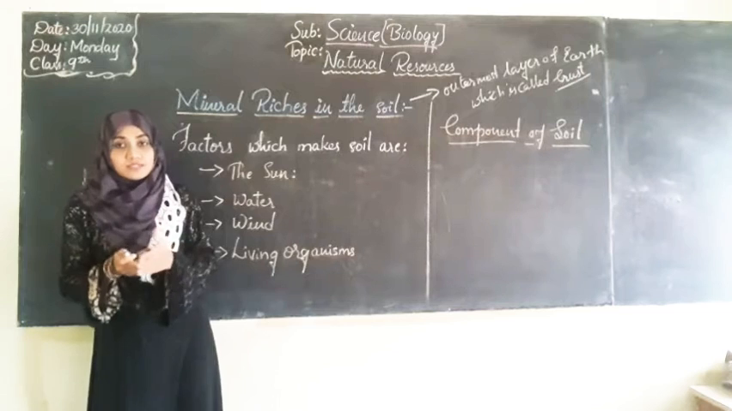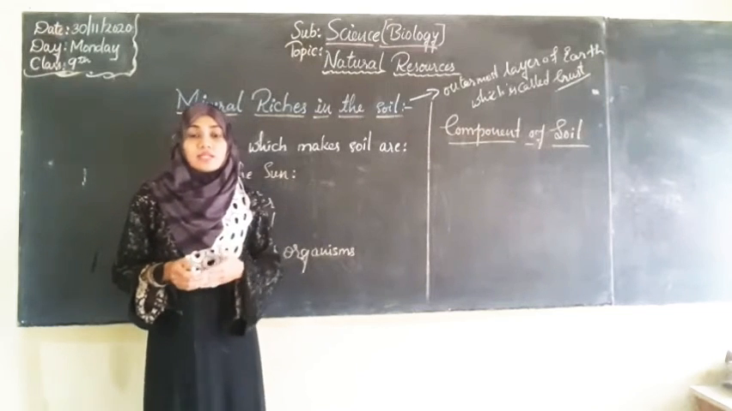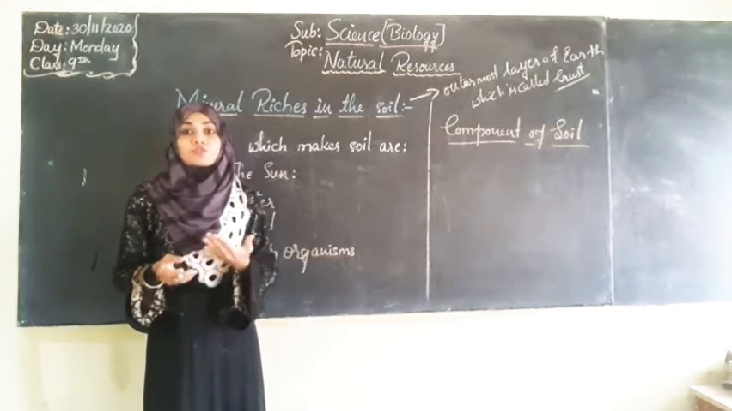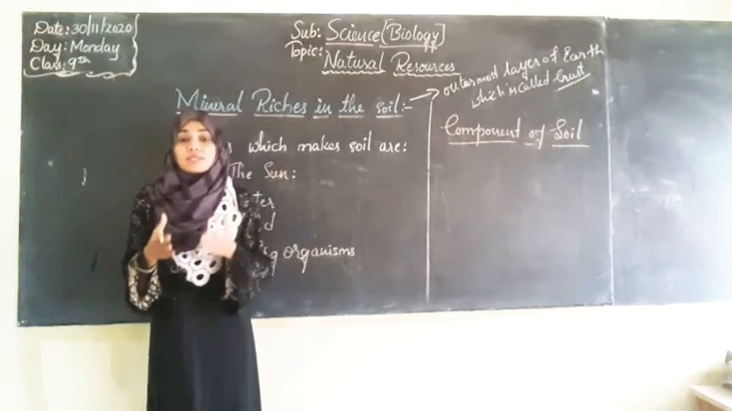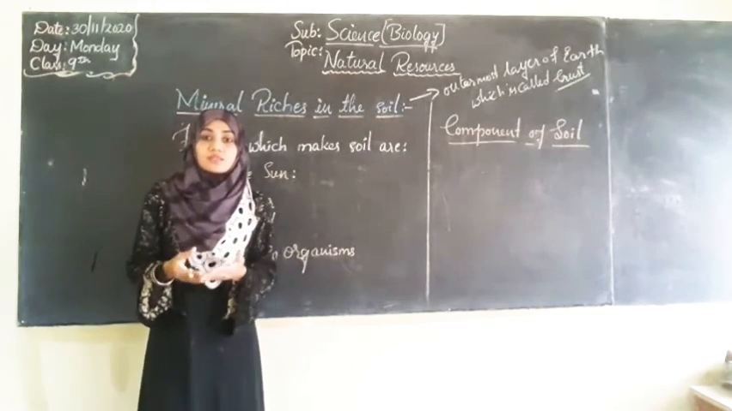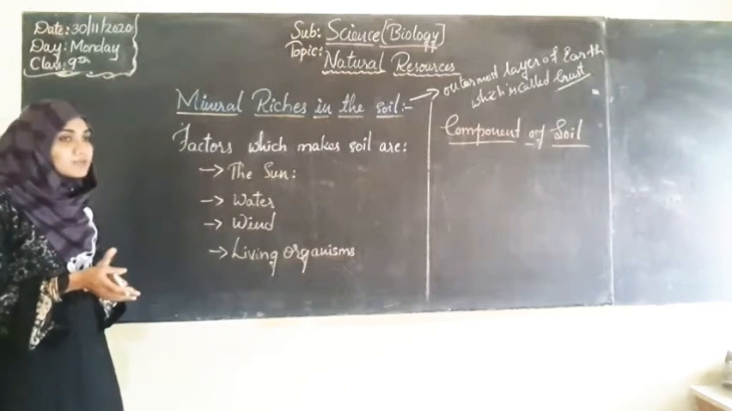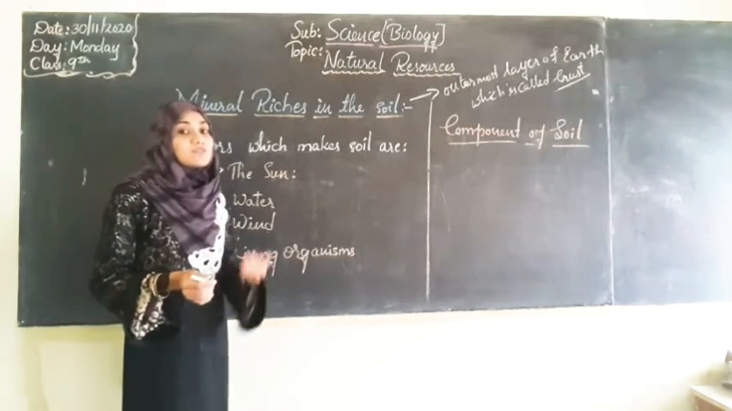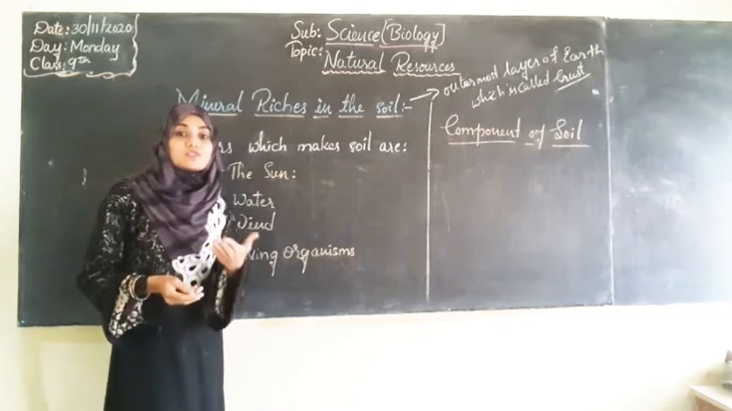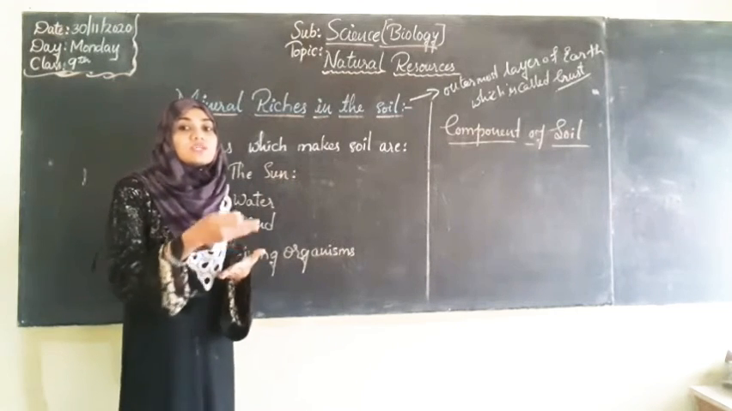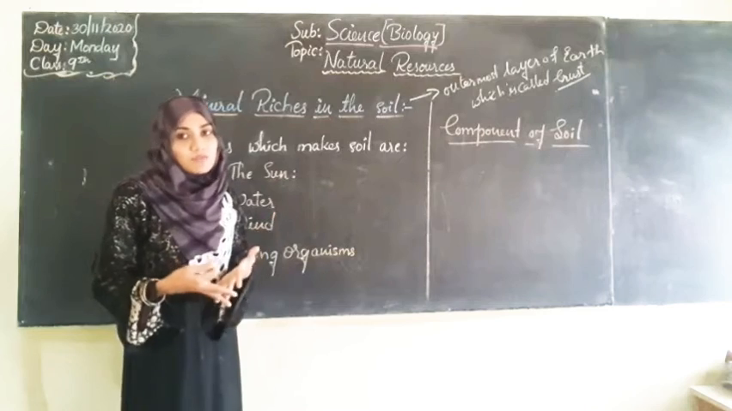But students, you must know that soil took thousands of years to form. So it took many thousand years to form the soil. So in today's session we will discuss what are the factors that form the soil. मतलब किन चीजों से soil बना है और किन चीजों ने soil को बनने में involve हुआ है.